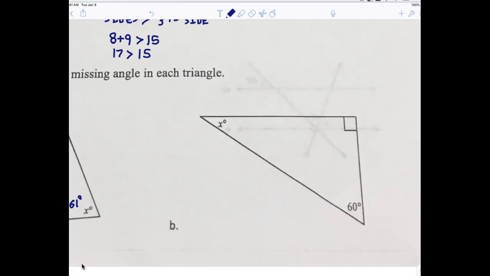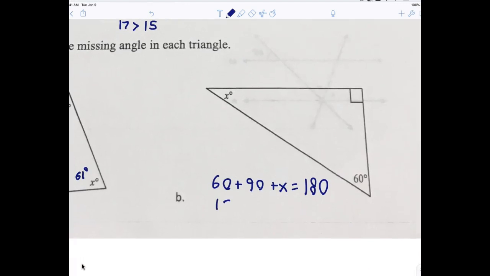60 plus 90 plus x equals 180. You're awesome, dude. Very good. Combine like terms. 60 plus 90 is 150, plus x equals 180. Subtract 150.